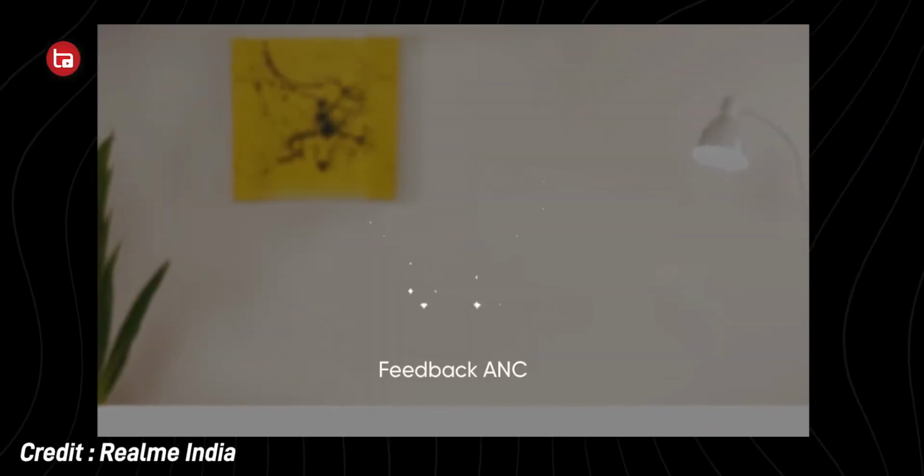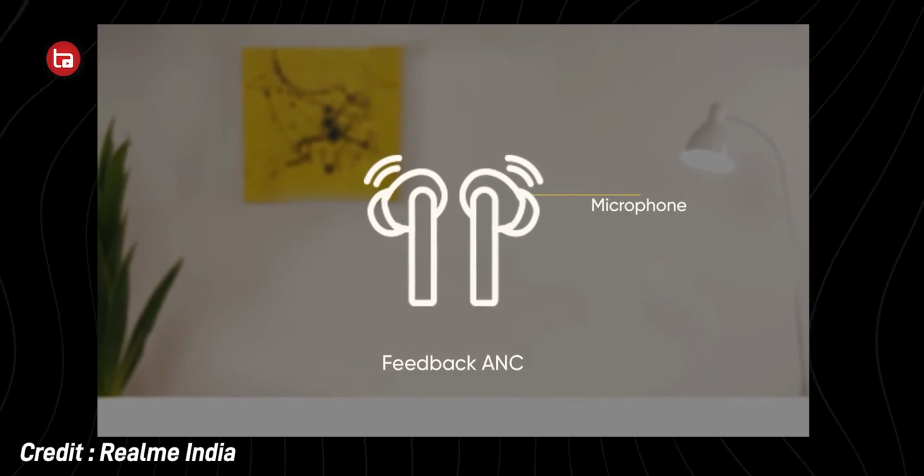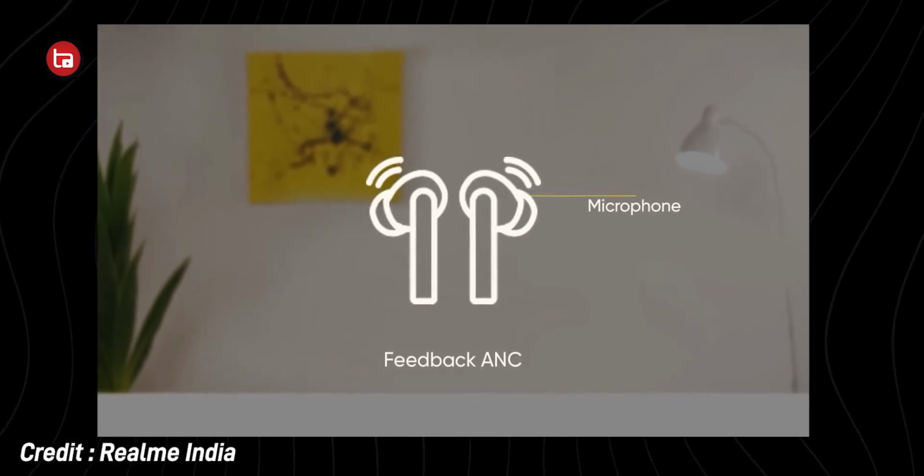The second one is feedback active noise cancellation technology, in which the mic will be situated inside the ear tip or near the ear tip. So that actually records the unwanted sound that only you'll be able to hear, so that the opposite signal of that sound will be processed by the ANC chip which is inside the earphone. So this is feedback active noise cancellation technology.